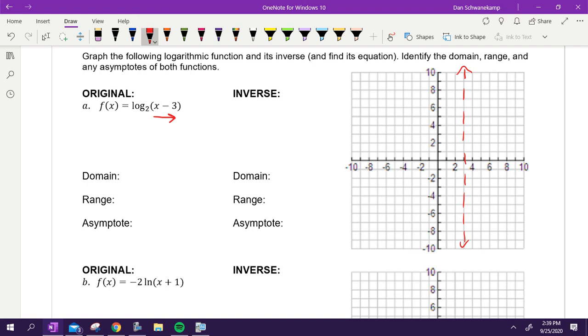You could have done the domain without graphing it. You could take this argument and say, hey, that argument needs to be greater than 0. Oh, yeah, x is greater than 3. My graph is going to live to the right of that line.